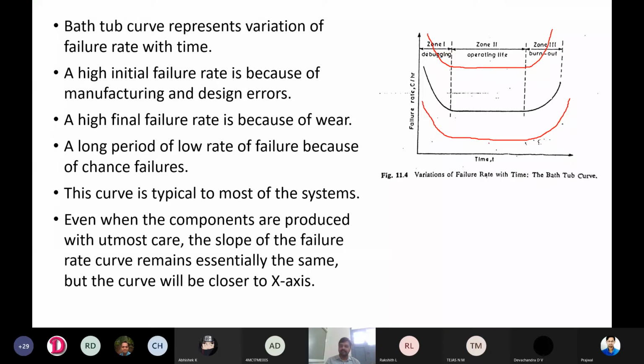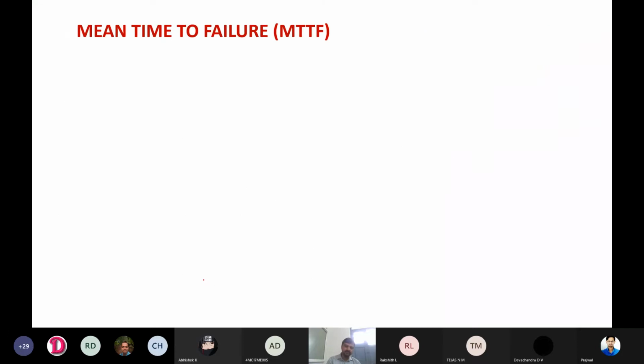If the focus is on quality and reducing the failures, they may get a curve like this. The position of the curve may be nearer to the x-axis. So this is the only difference.